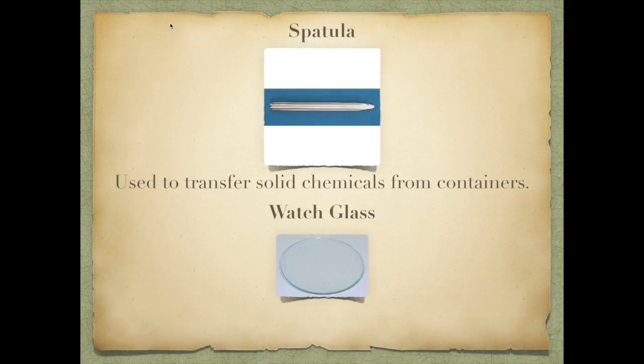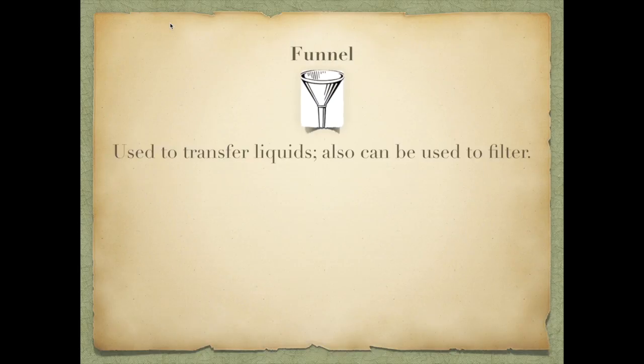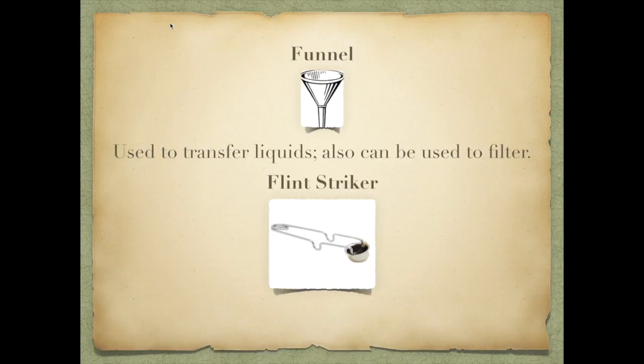A watch glass is used to observe small volume reactions. The reason why it might be better than a well plate is because you can actually pick it up and look through. Because it's transparent, you can actually see a reaction occurring from top and bottom. Now, a funnel, which looks like this, is used to transfer liquids. It also can be used as a filter, as we will see in this class. A flint striker looks like this, and that's actually used just to ignite Bunsen burners.